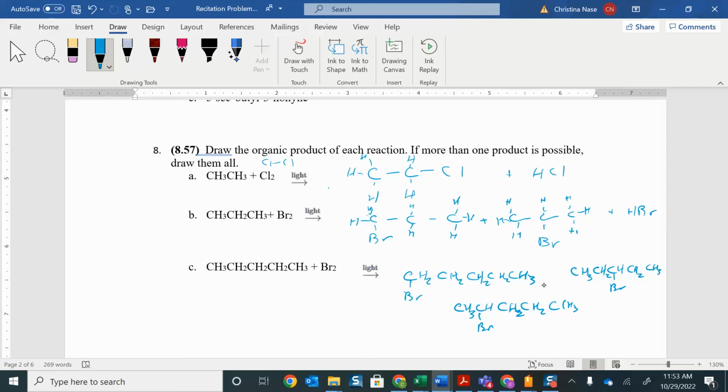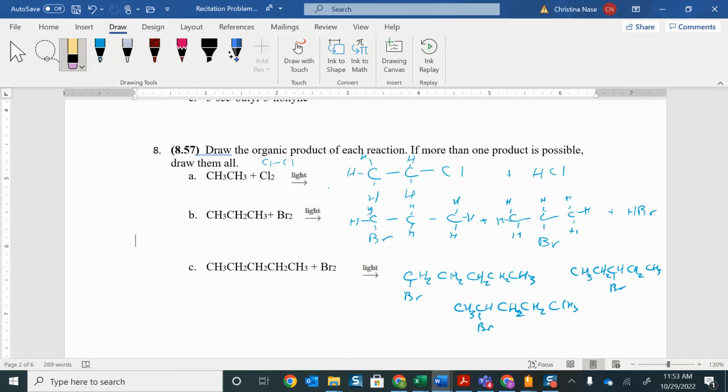If I put it here, then I'm going to start numbering my chain on this end. So I'll have 1, 2. So I'm still going to get 2 bromopentane. 1, 2, 3, 4, 5, 2 bromopentane. So that would be the same. Those would be the same. In the same situation, if I put this on this last carbon over here, I would start naming the chain here. So I only get 3 products in this case.